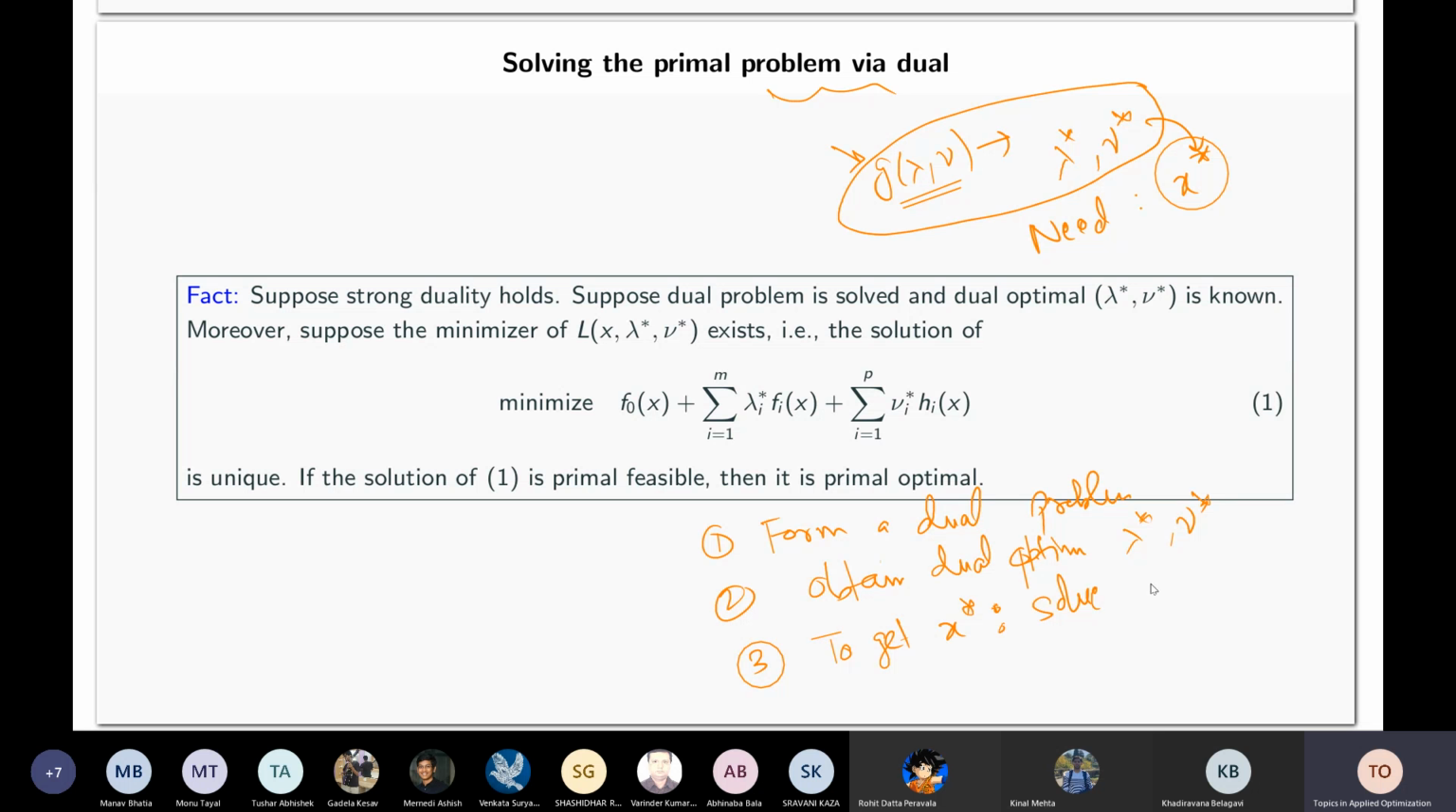So you have to solve for this: minimize f naught x plus lambda i f i plus mu i h i. So the minimizer x that you will get here, that will be your X star. This is how you will report X star. After you solve the dual, you have to solve one more optimization problem, and then that will be your X star.